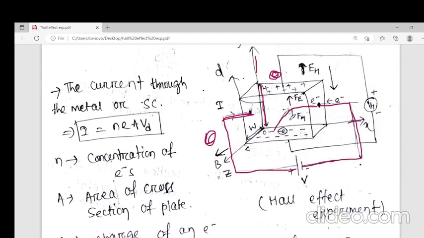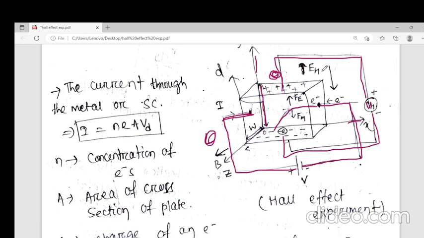As the electrons are moving in the downward direction, on the upper side positive charges will be deposited, so that a potential difference will be seen there. You can see a potential difference, which is called VH, across this. As you can see, this is the negative side and this is the positive side.